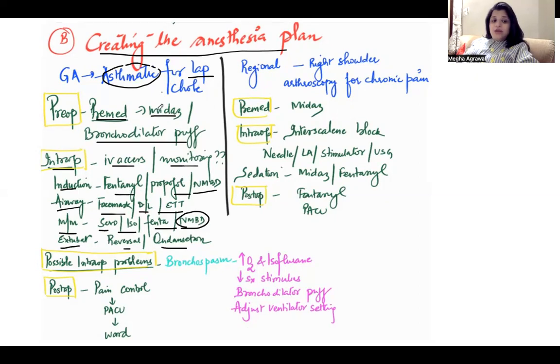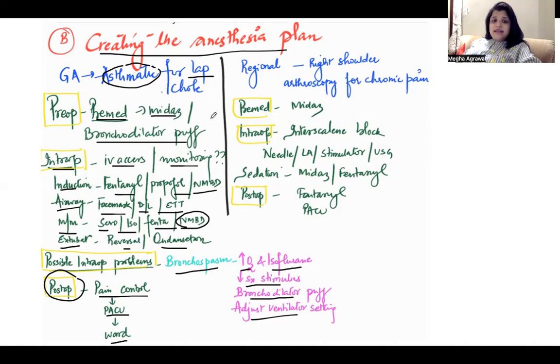So in this particular case, a possible intraoperative problem can be bronchospasm, because the patient is asthmatic and the airway is very reactive. So we have to be prepared that if at all the patient goes into bronchospasm, I will increase oxygen, I will increase the volatile anesthetic, I will ask the surgeon to stop the stimulus, because surgical stimulus itself may cause bronchospasm. I will give a bronchodilator puff, and I will adjust the ventilator settings. So all these things should be on your fingertips. Then in the post-op period, you'll plan what pain control measure you want to give, and where to shift the patient: post anesthesia care unit, and then to the ward.